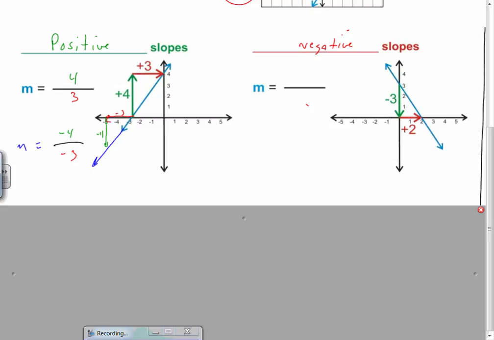And again, notice the numbers. The vertical change is -3, and the horizontal change is +2. We got a negative over a positive. And again, in your notes, I showed you the other possibility.